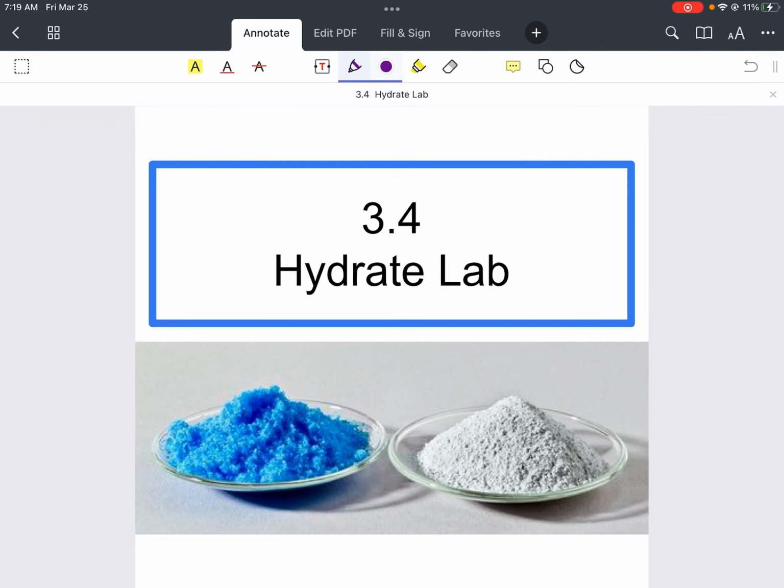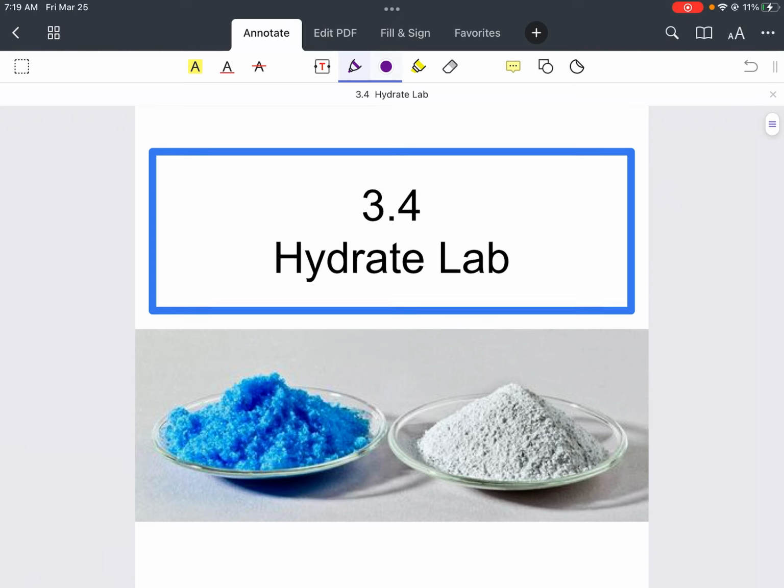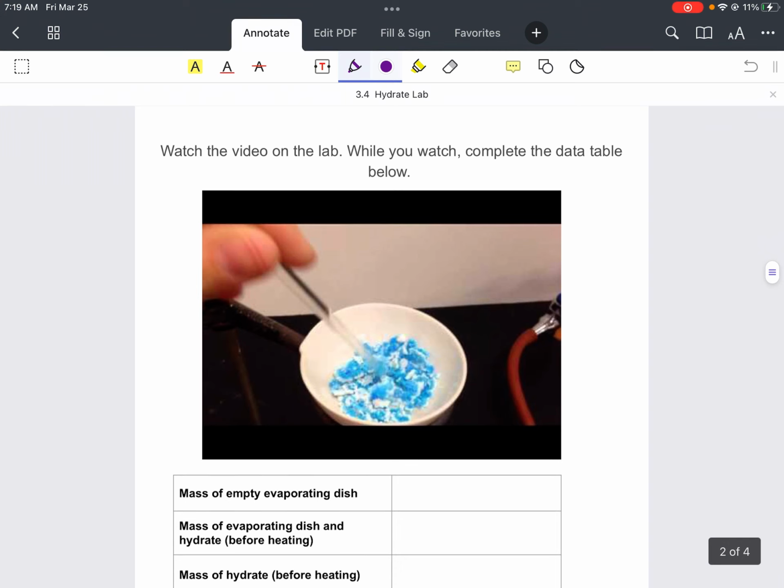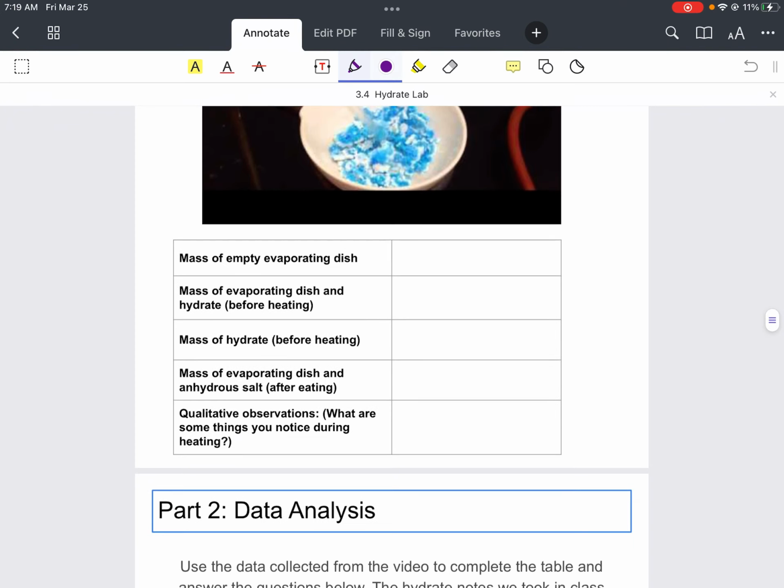This video is going to walk you through the Hydrate Lab that we're going to do in class. So the first thing you're going to do is watch this video that's linked in the Google Slides. As you watch, you want to complete the data table below. It's going to cover a few of these measurements.